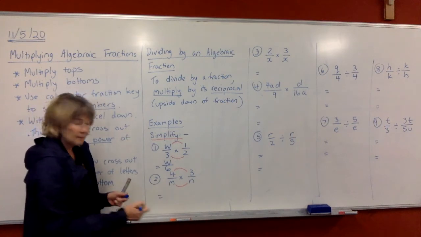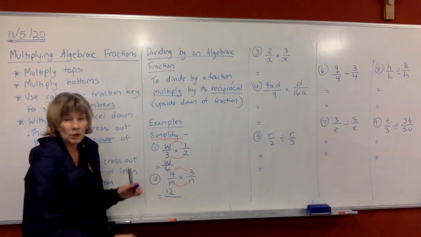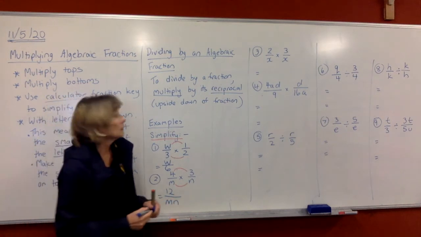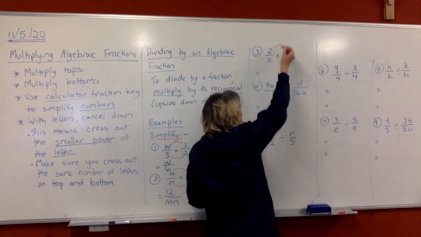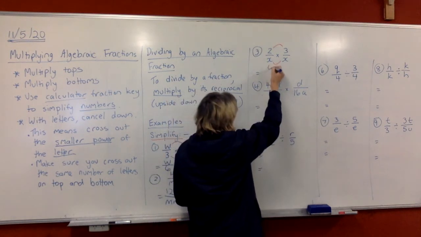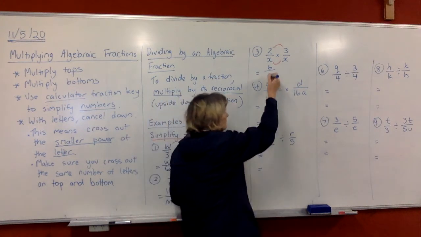If we look at the next one, we're multiplying your tops times your bottoms. 4 times 3 is 12. M times N is just MN. And that's your answer. So looking at the next one, number 3, we multiply the tops times the bottoms. 2 times 3 is 6. X times X is X squared.